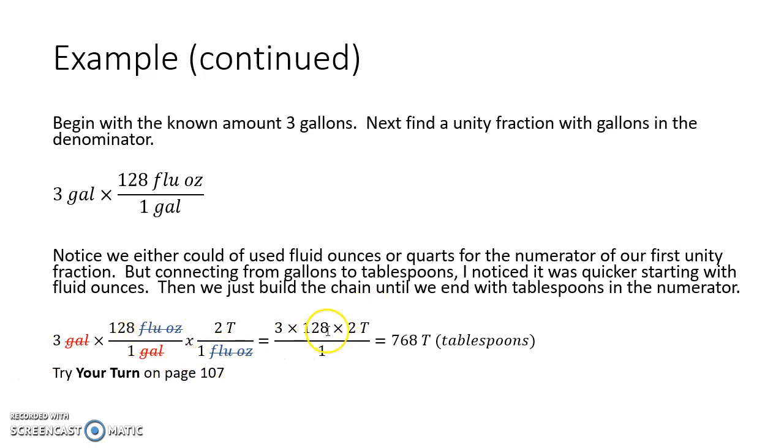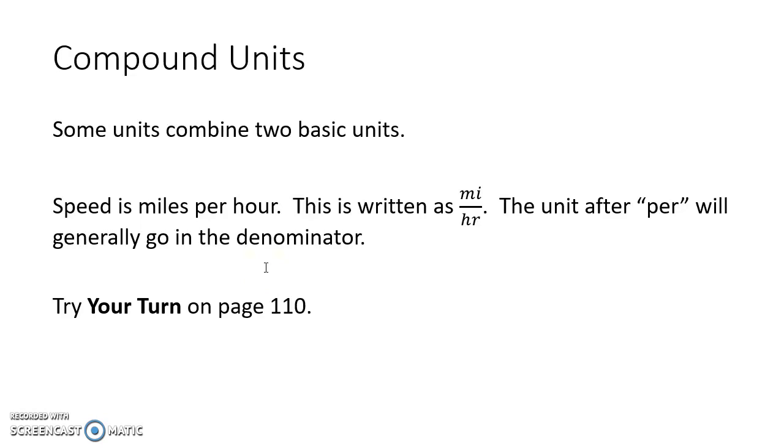Multiply all the top terms together, 3 times 128 times 2, and I'm still left with the tablespoons, which is my unknown quantity. And then on the bottom, all the units cancel out. I'm just left with 1 times 1, which is 1, and that comes out to 768 tablespoons. So try some of these on page 107.